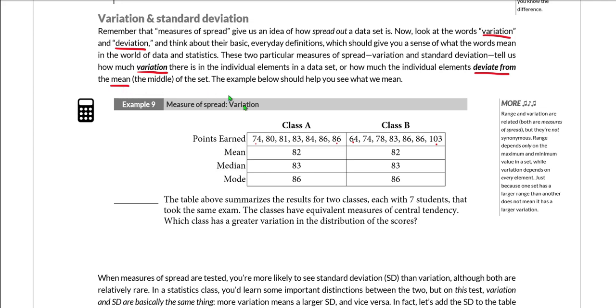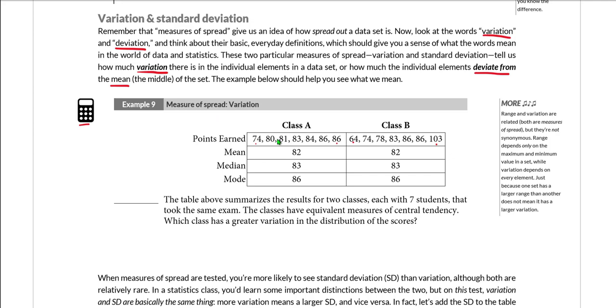So for instance, if we take a look at example 9, if you already understand variation and standard deviation, you can obviously do example 9 on your own, pause the video, and then come back and join us. You can use the calculator on example 9. We are not going to use a calculator. We're going to see that there's really just no need to use the calculator at all.